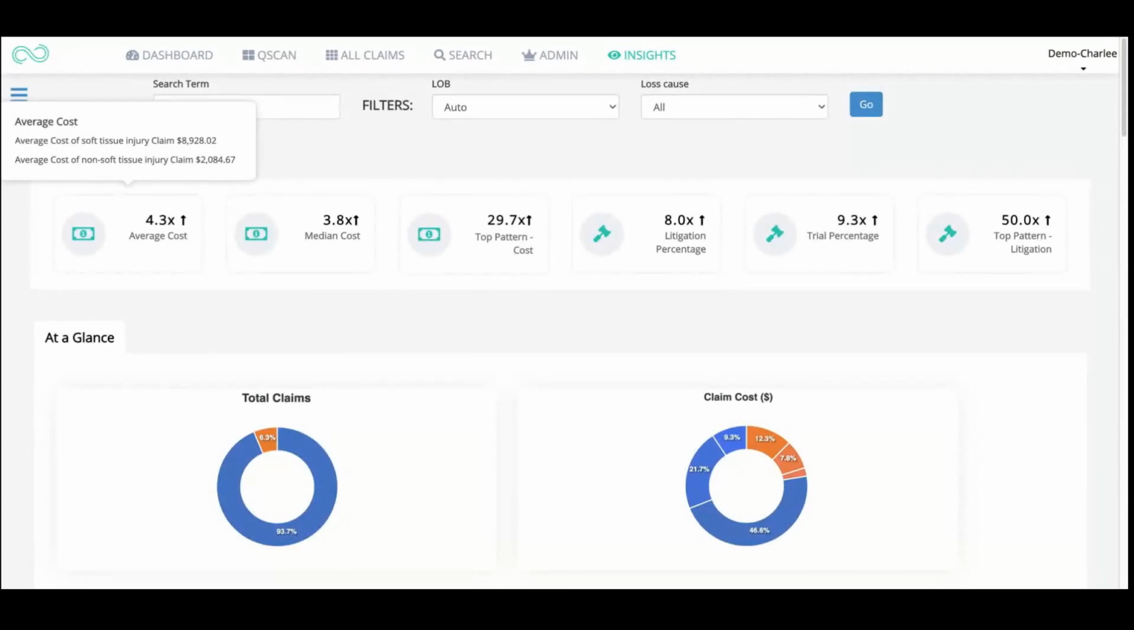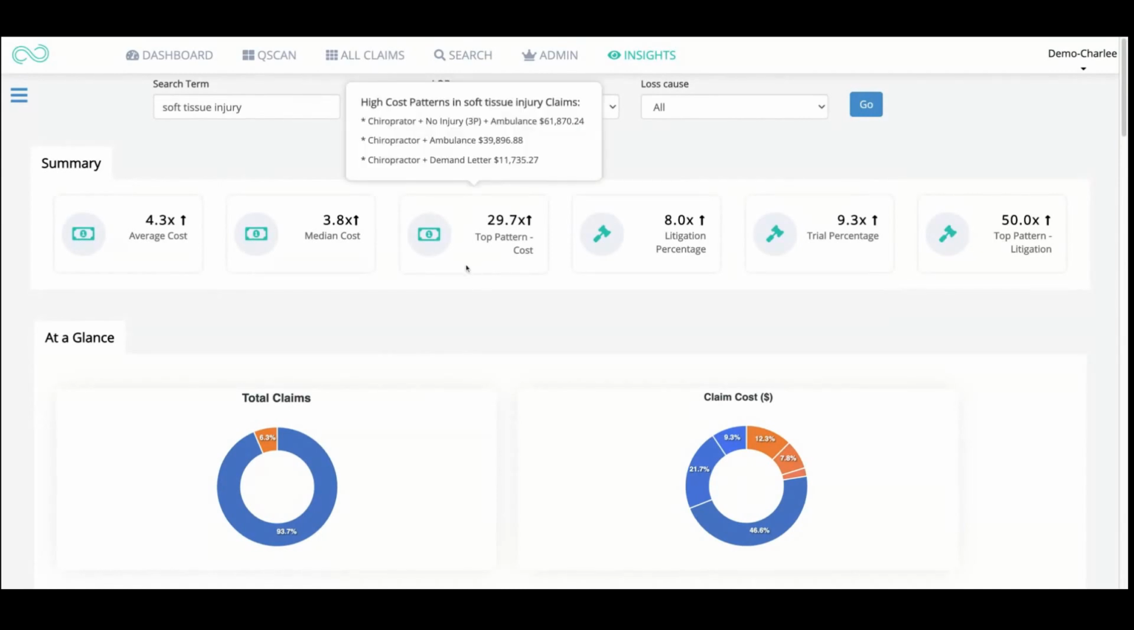It also looks at different patterns that are found in those claims. For example, it tells you that the top pattern is almost 30 times more expensive. So if you have a soft tissue injury, you have a chiropractor involved, but there is also a third party, another party in the claim who claims there was no injury. So there is that thing going on, and there's an ambulance involved. The average cost of those kind of claims is going up to $60,000. So it brings up the key cost drivers.